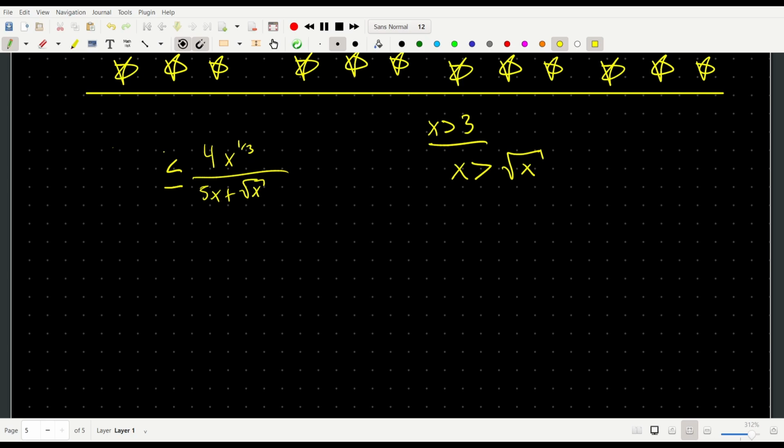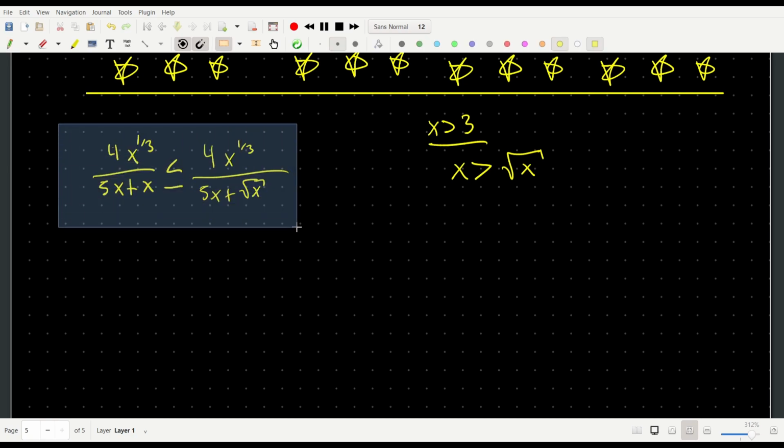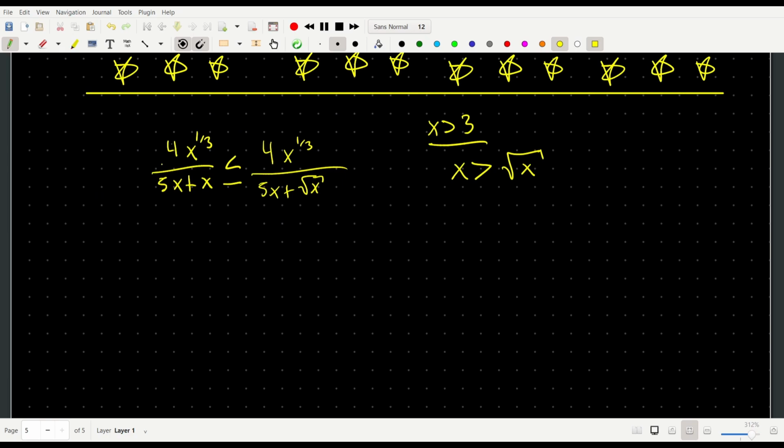Because 1 over 5x plus root x will always be greater than or equal to 1 over 5x plus x. The reasoning behind this is that the square root of x is less than x itself, and therefore the denominator 5x plus square root of x is smaller than 5x plus x, so 1 over 5x plus square root of x will always be greater than or equal to 1 over 5x plus x.